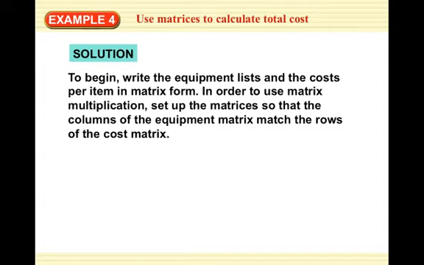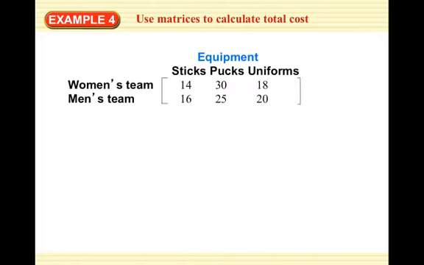In order to use matrix multiplication, set up the matrices so that the columns of the equipment matrix match the rows of the cost matrix. Okay, so we want the columns of the equipment matrix to match up with the rows of the cost matrix. Since we've got a cost for sticks, pucks, and uniforms, those need to be the rows of our cost matrix. So that means those need to be the columns of our equipment matrix, which means the rows would be women's team and men's team.